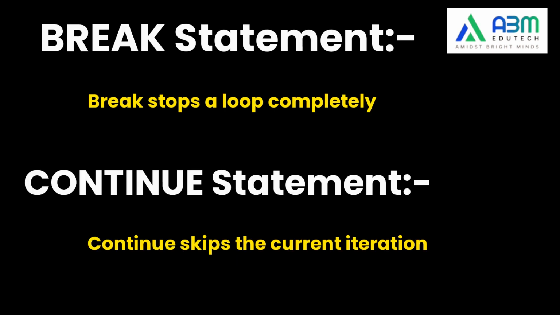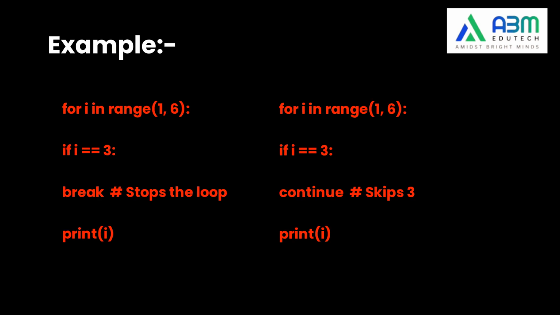Let us discuss break and continue statements. Break and continue are special statements for loops. Break stops a loop completely, while continue skips the current iteration. Notice how the first loop stops when it reaches 3, and the second skips 3 but continues with other numbers.